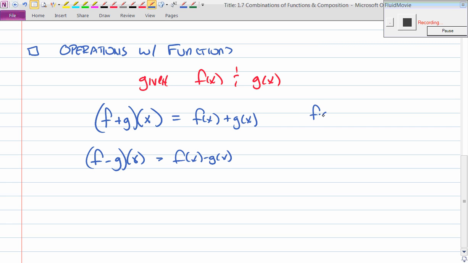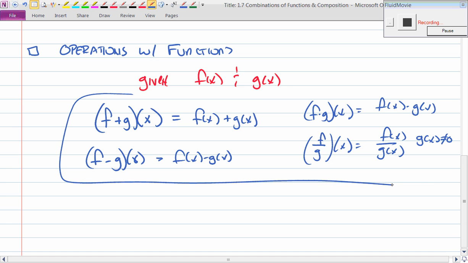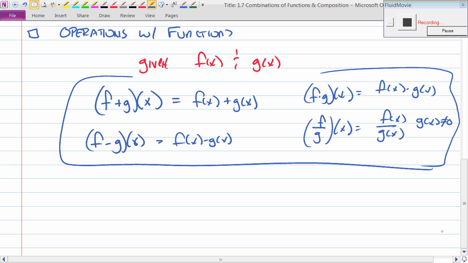What do you think f times g of x is? f of x times g of x, you got it. No big deal there. And what do you think f divided by g of x is? Very good. I heard f of x divided by g of x, but what do you have to always be careful about here? That g of x is not equal to 0. Okay, these are your basic function operations, and they work just like they work with numbers because functions behave so nicely. All right, so let's do an example together.